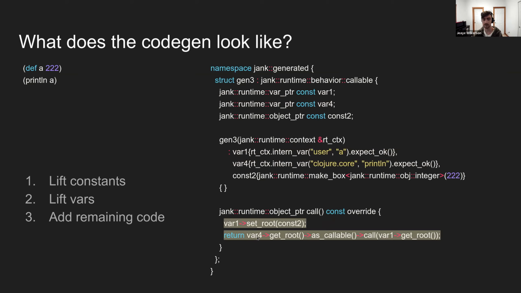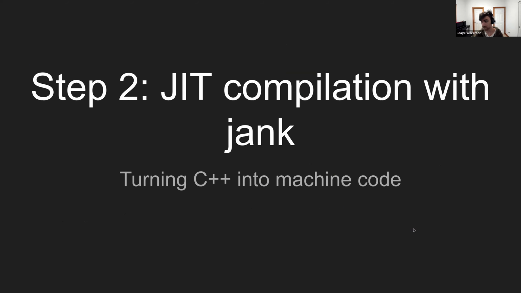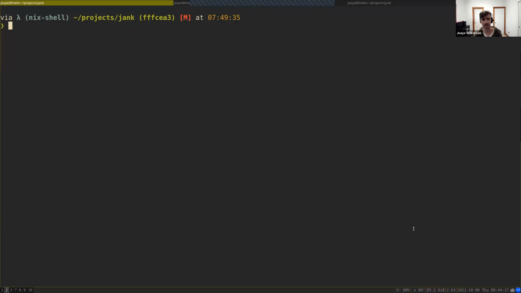And then we're actually saying, okay, well, var4, which is the print line, we're just going to go call that. So we'll get the root of it as a callable, we'll call it, and then we'll give it the root of var1, which is that 222. That's all working.